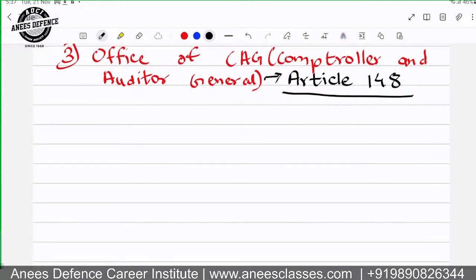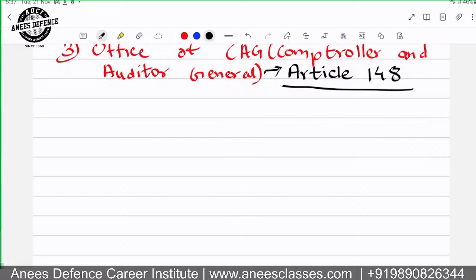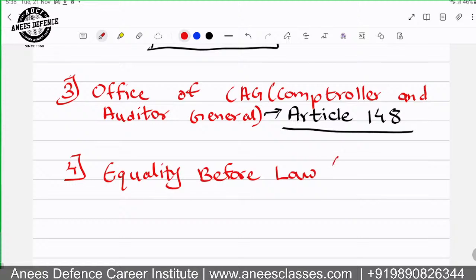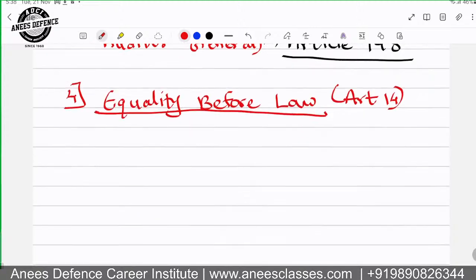Now, let us see the fourth thing that we have adopted from the Constitution of United Kingdom. First, equality before law, Article 14. This thing, equality before law, is adopted from the Constitution of United Kingdom. The next important thing is law-making process.